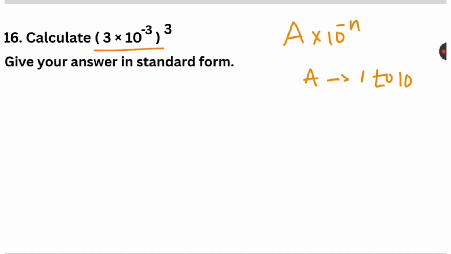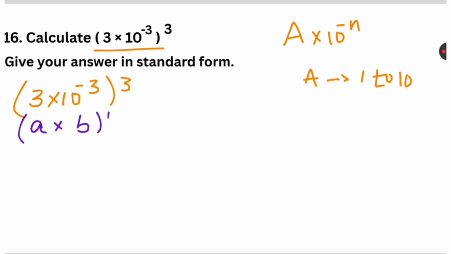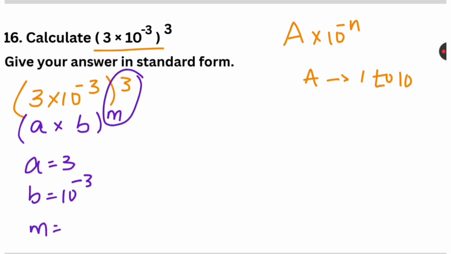So let's take the expression. What is the given expression? 3 times 10 raised to power of minus 3, whole raised to power of 3. Now observe here, it is in the form of a times b, whole raised to power of m. Here a is 3, b is 10 raised to power of minus 3 and m is 3. What is the formula for a times b whole raised to power of m? a raised to power of m times b raised to power of m.